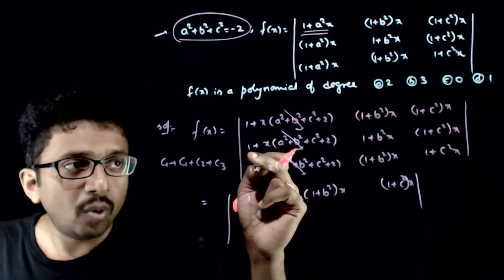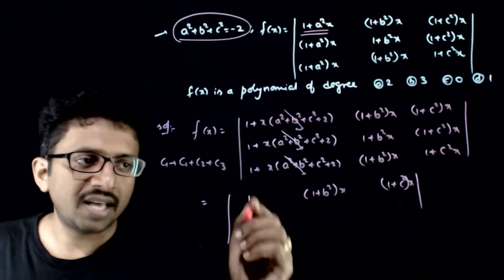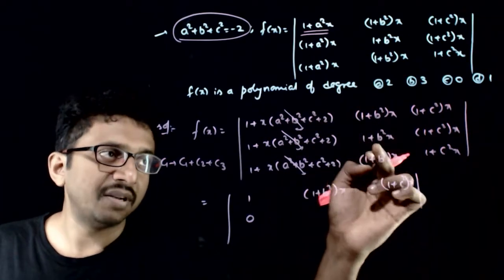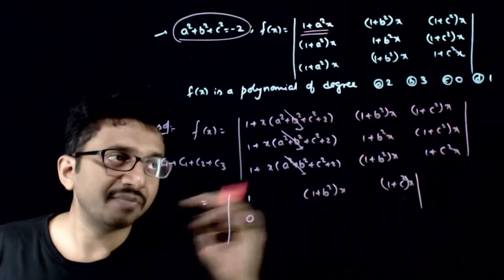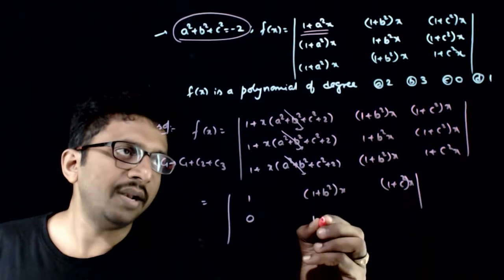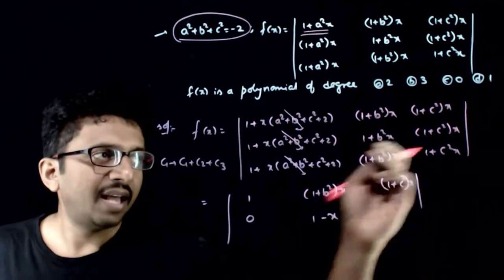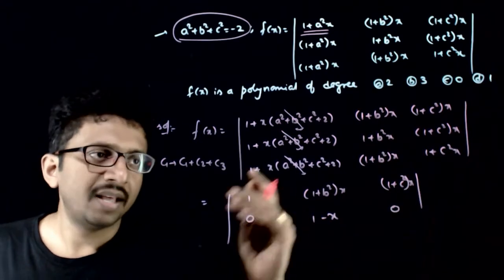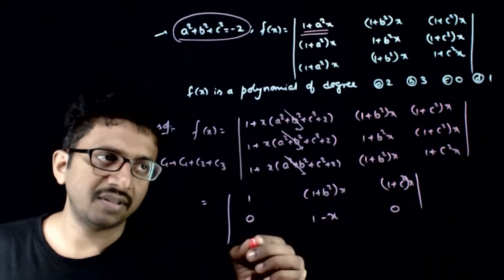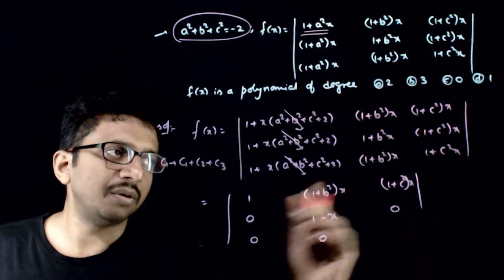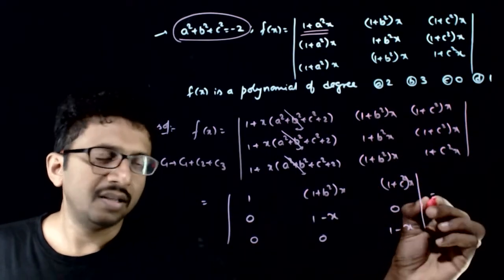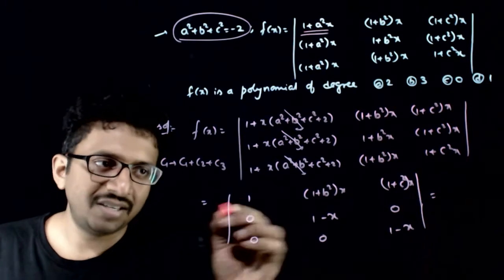If I do R2 equal to R2 minus R1, this becomes 0. So R2 minus R1, b square x gets cancelled. So I get 1 minus x. And 1 plus c square into x minus 1 plus c square into x is 0. And R3 becomes R3 minus R1. This becomes 0. This becomes 0. You get 1 minus x again. So now it's very easy to expand this determinant.